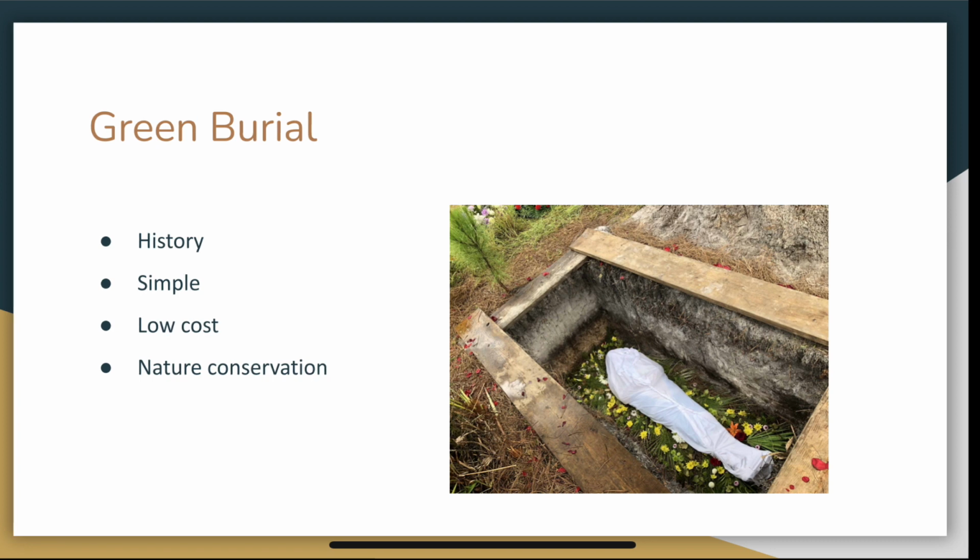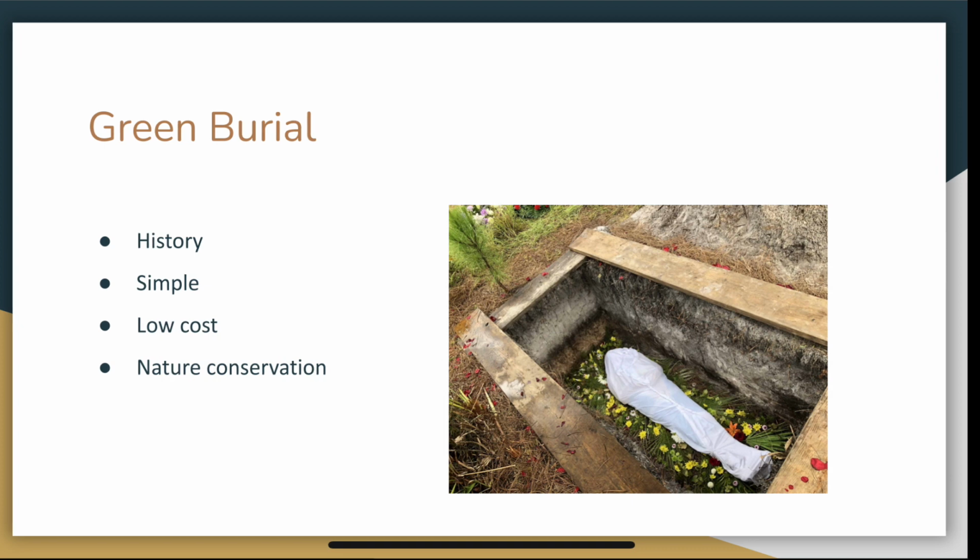It also conserves natural resources. If you look at the statistics, United States cemeteries bury over 30 million board feet of hardwood and 90 tons of steel in caskets. With green burials, fewer resources are needed and used.